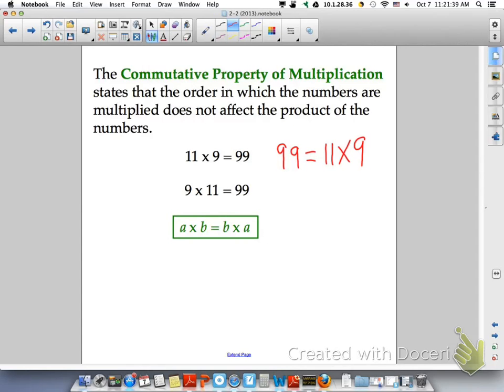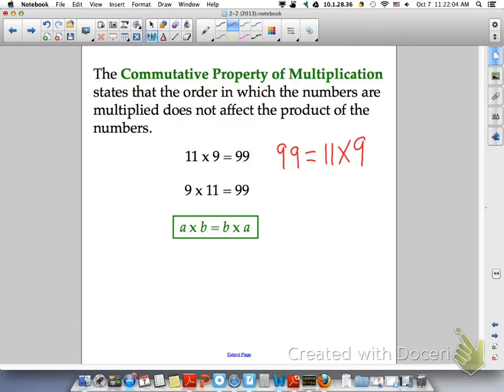I mean, I changed the order, right? That's the thing, changing the order, commutative property. I think if it was 99 equals 9 times 11, it would still be 99. Yeah, but is this commutative property? No, because you have to change the factors for it to be.